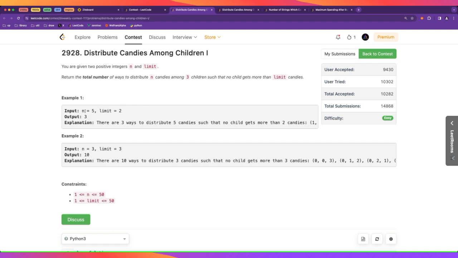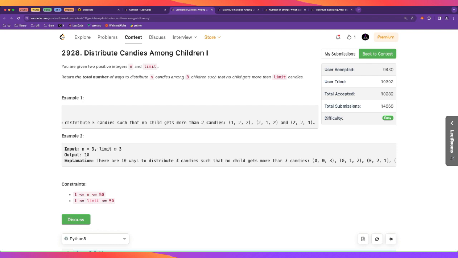Anyway, so yeah, let's do this. Here we have 5 candies, and we can give up to 2. There are 3 ways to distribute 5 candies. So 1 to the first child and 2 and 2. Notice that you can't have leftover candies, right? And notice that we're not giving 3 or more because the limit is 2.